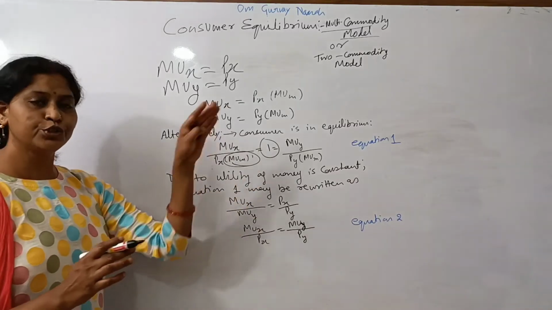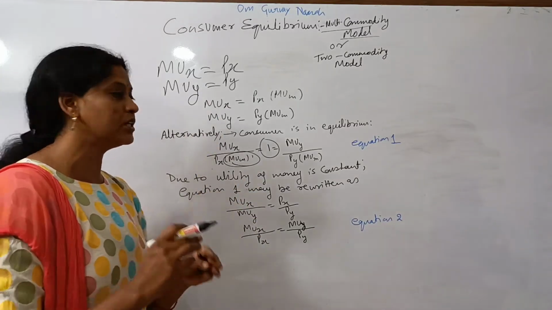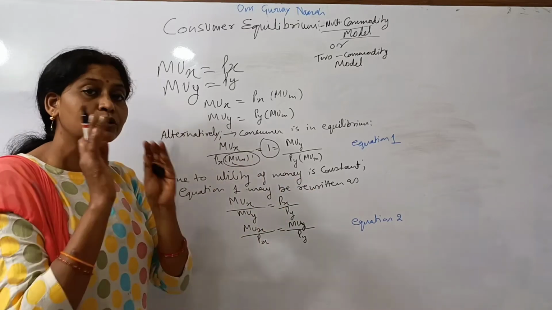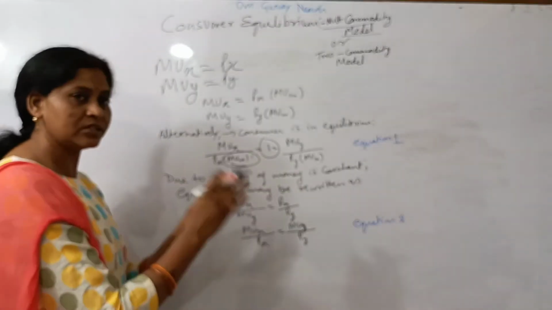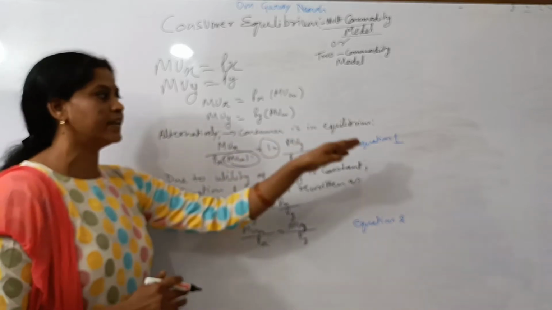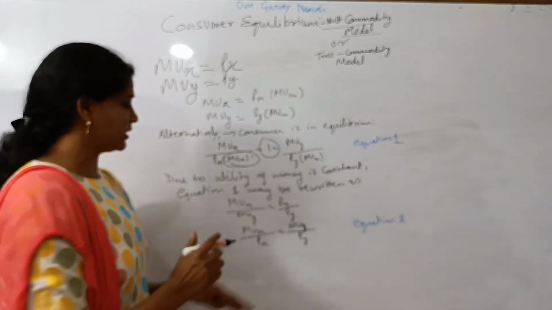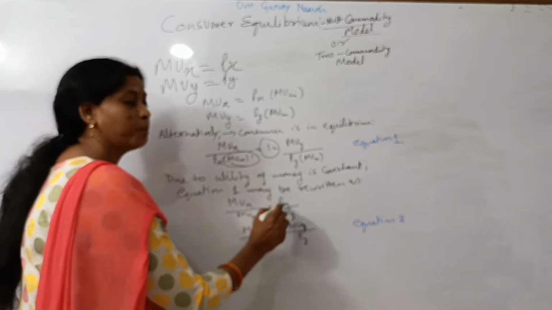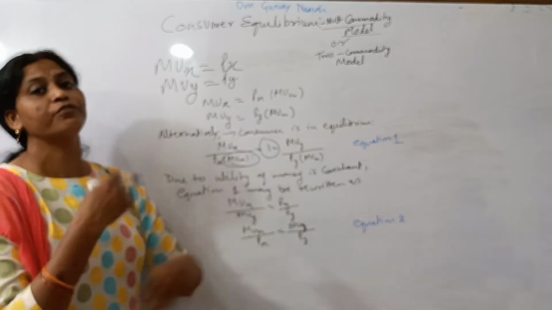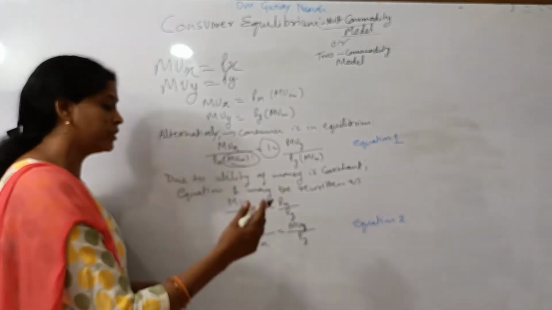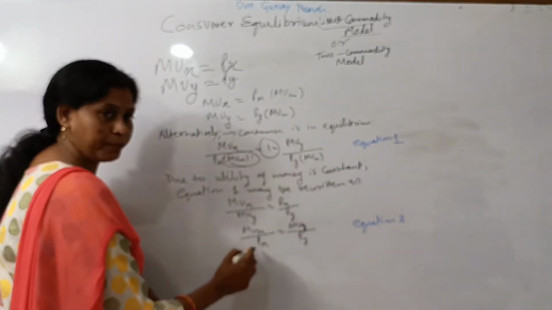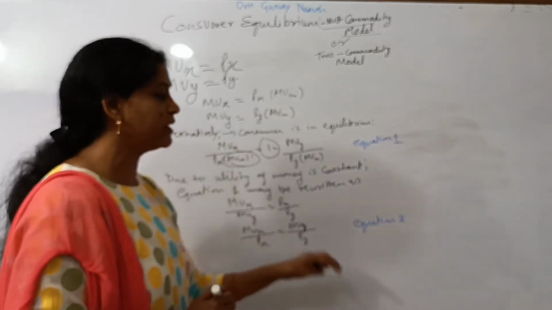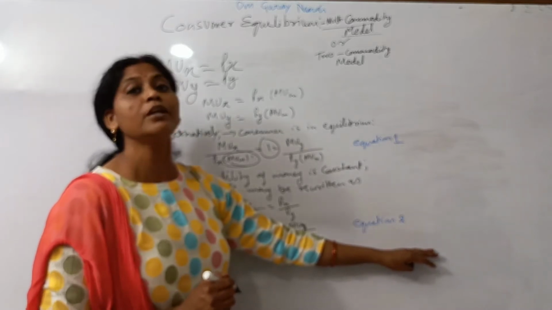अब क्या है, due to एक हमारा असम्पशन था, what is that? That the utility of money is constant. Due to this assumption, we rewrite equation 1 like that: marginal utility of X divided by marginal utility of Y is equal to PX divided by PY. और इसको फिर से अरेंज करें, derive करें, that we get marginal utility of X divided by price of X is equal to marginal utility of Y divided by price of Y. That is our equation number 2.